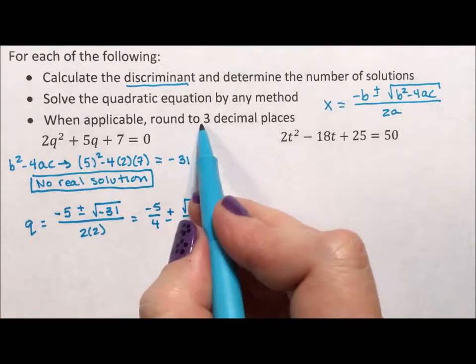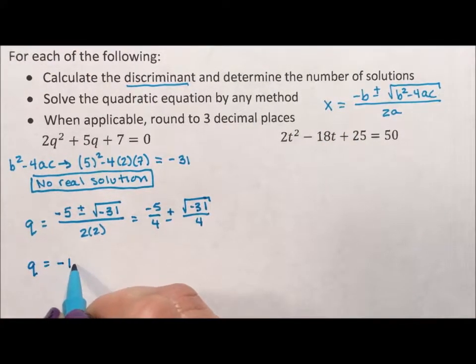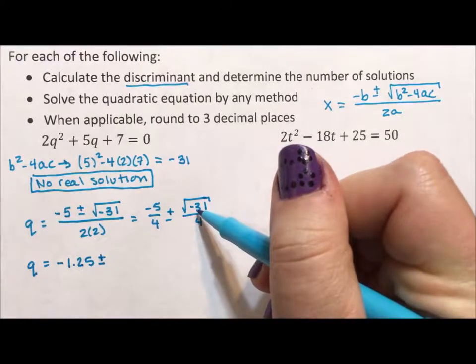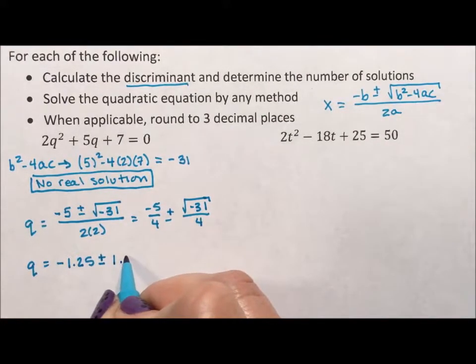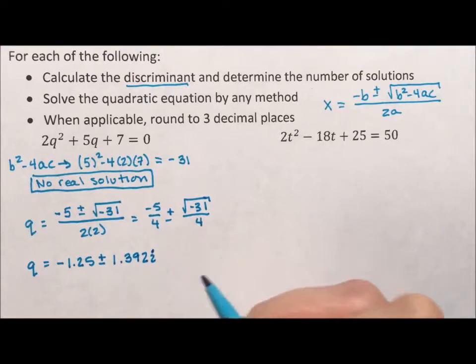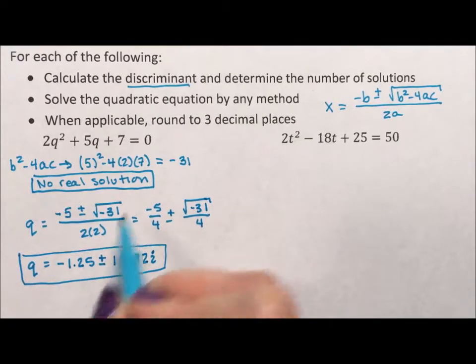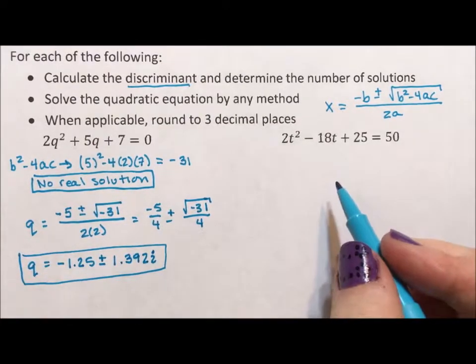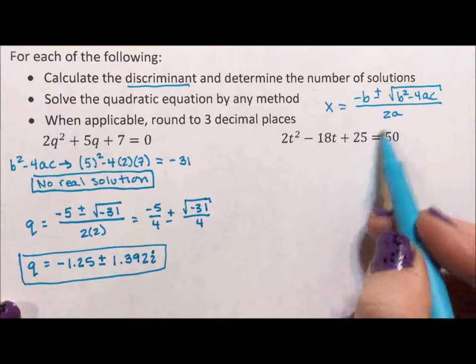And then because it says round to 3 decimal places, we're going to say x is equal to negative 1.25 plus or minus. Now all I'm putting into the calculator is the square root of 31 divided by 4, which is 1.392, and the negative comes out as an i. You can't combine these because you can't add or subtract until the multiplication is done, and so this would be the final answer.